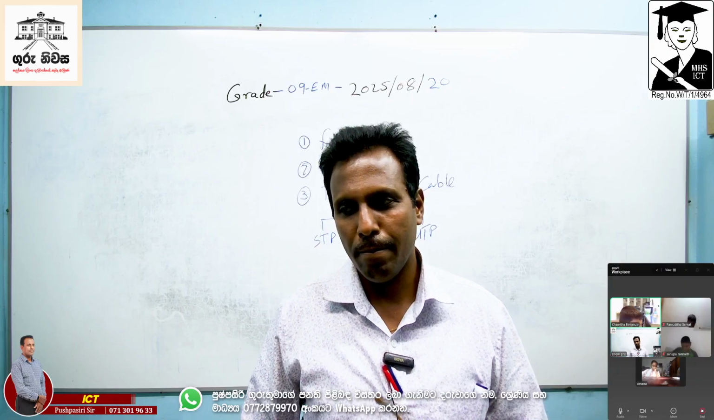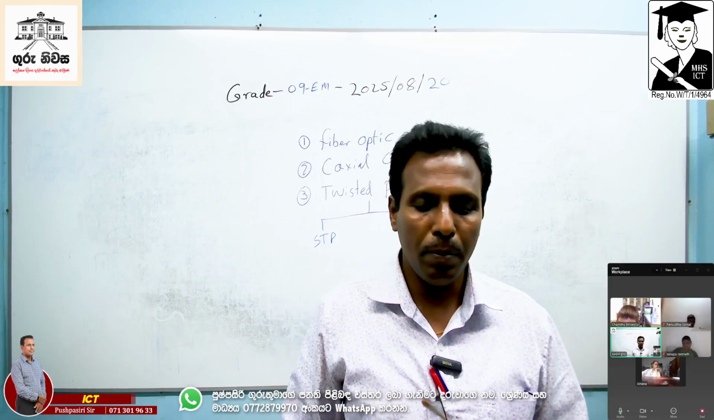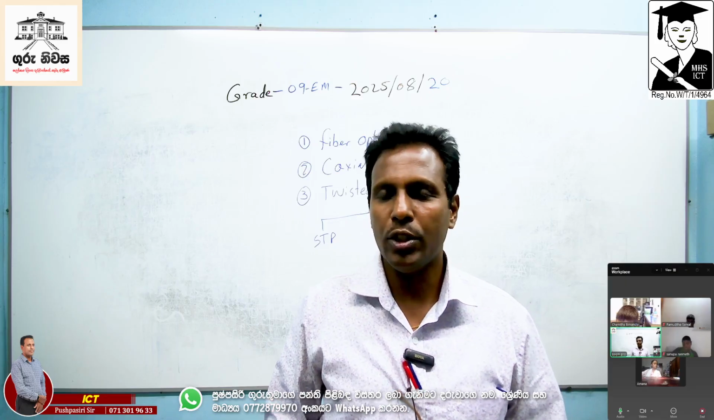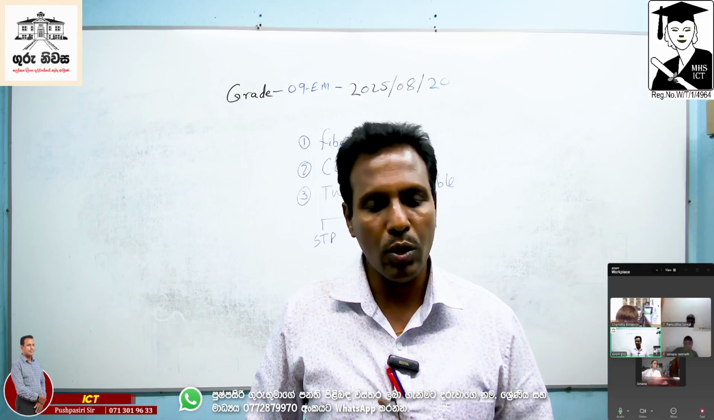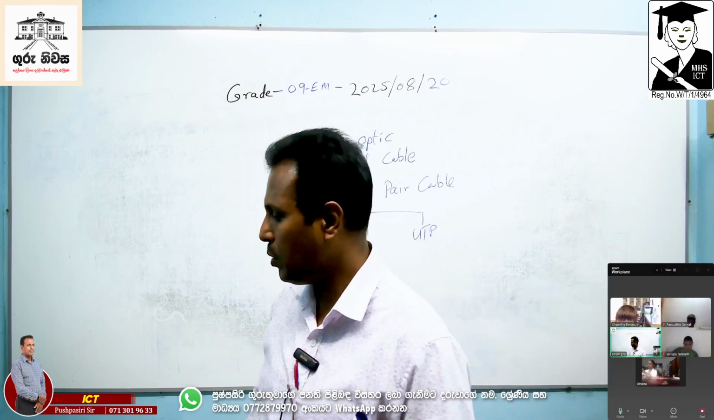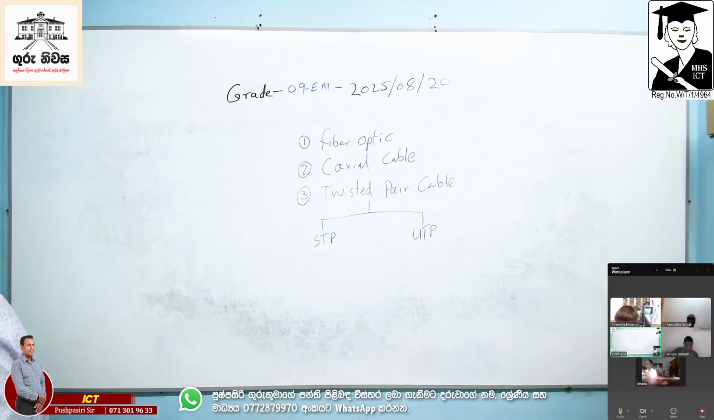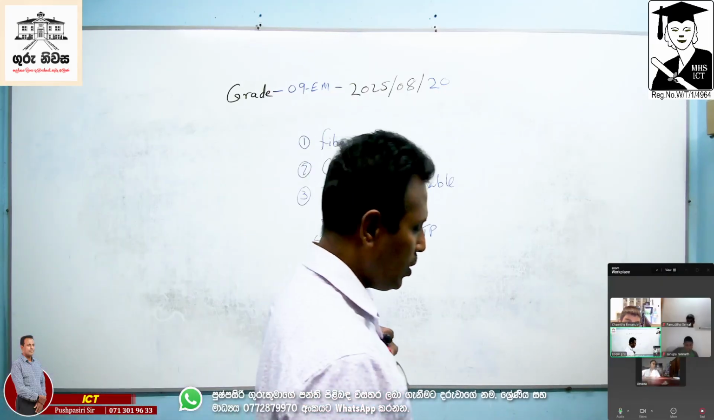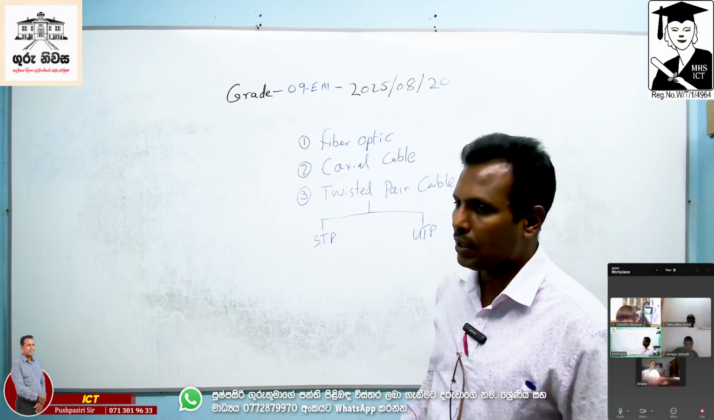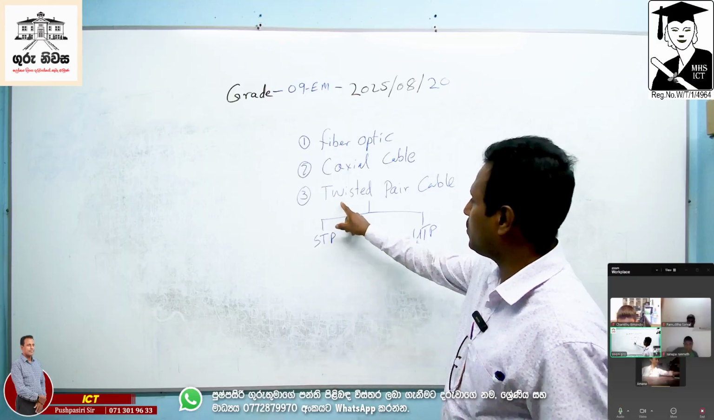Also, sir, are RJ45 cables and twisted pair cables the same thing? Whatever you are telling is also wrong. There is no RJ45 cable. There is no cable called RJ45. Since you were telling like that, I want to explain it to you. The cable that we use is called twisted pair.